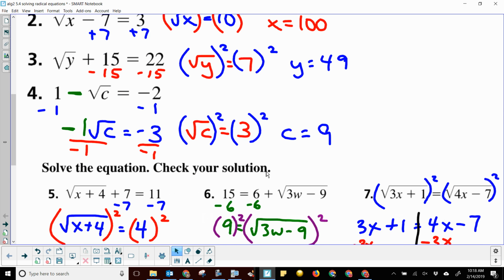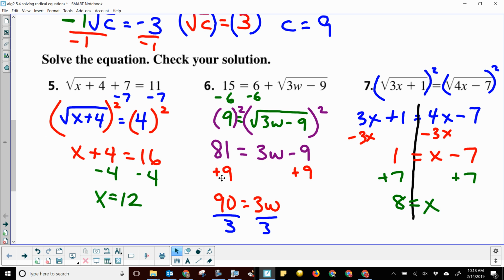So we got maybe a little more complicated on some of these. I don't feel like I have to talk through them a whole lot. Move the 7. I got this +4 underneath, but the radical is by itself, so let's square both sides, then move the 4. Same thing here. Move the 6, square both sides, move the 9, divide by 3. This one here, I have radical equals radical. Well, if I don't have anything else, I'm ready to square both sides. And then I get here.